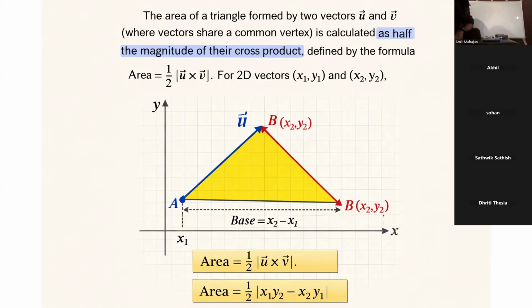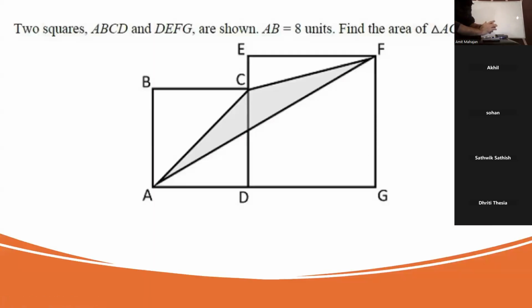Now what I want you guys to do is, I'm going to bring a problem on the screen, and I want you to work on this and tell me the answer. This is very important.